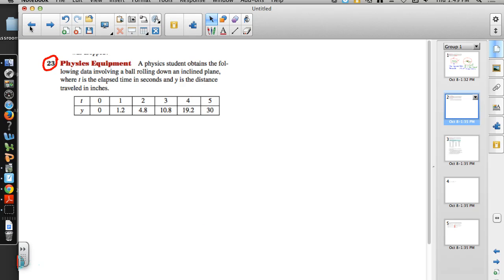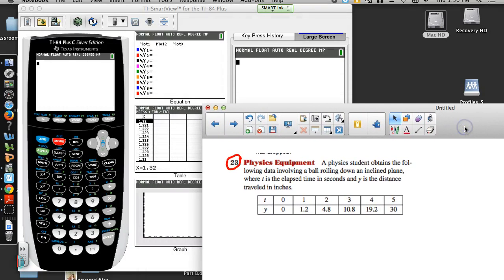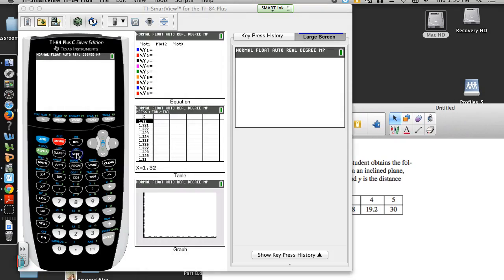The physics student obtains the following data involving a ball rolling down an inclined plane, where t is the elapsed time in seconds and y is the distance traveled in inches. And what we were supposed to do with this was come up with a model. So if we want a model, that means we need to see it first. So I've already entered the data into this calculator.